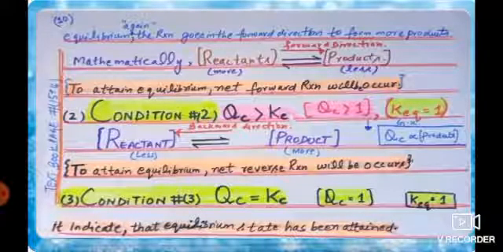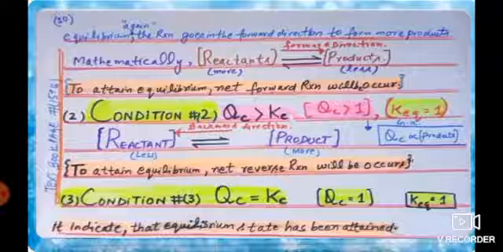So to attain the equilibrium, the net forward reaction will occur in this case when the QC value will be less than the Kc, and Kc actually shows the equilibrium concentration while QC shows the initial concentration, or it may show the concentration at any time during a reaction.